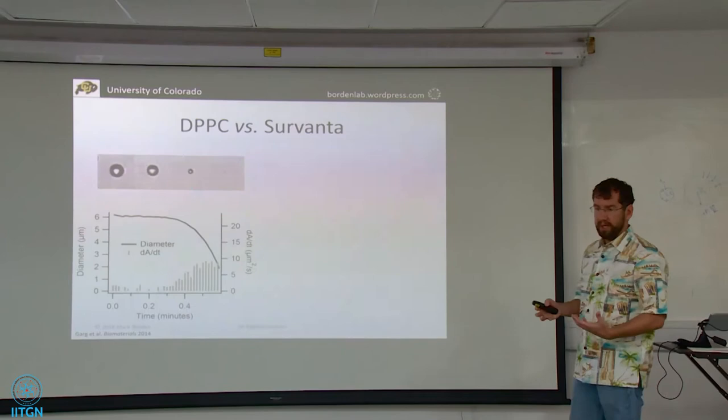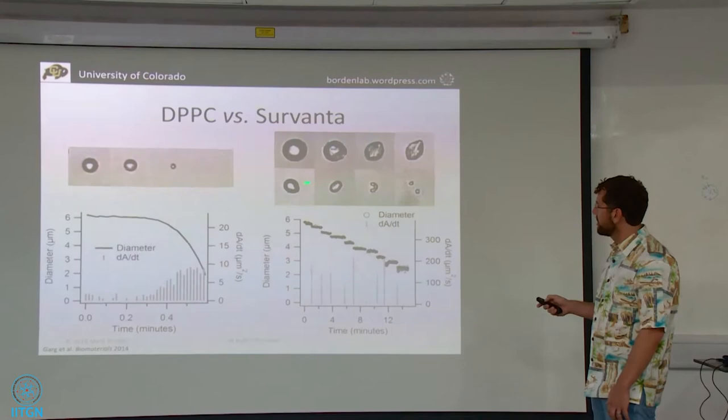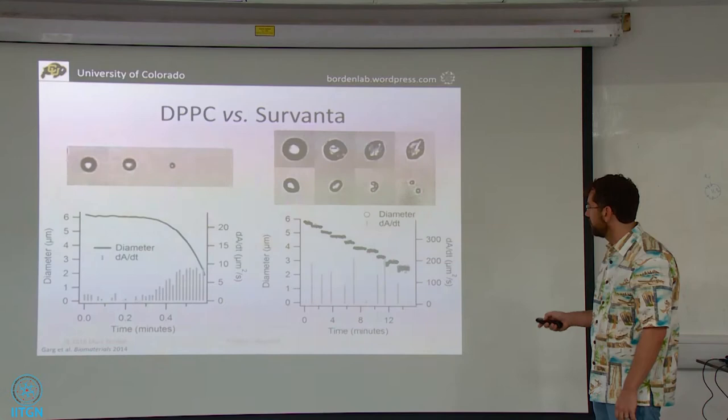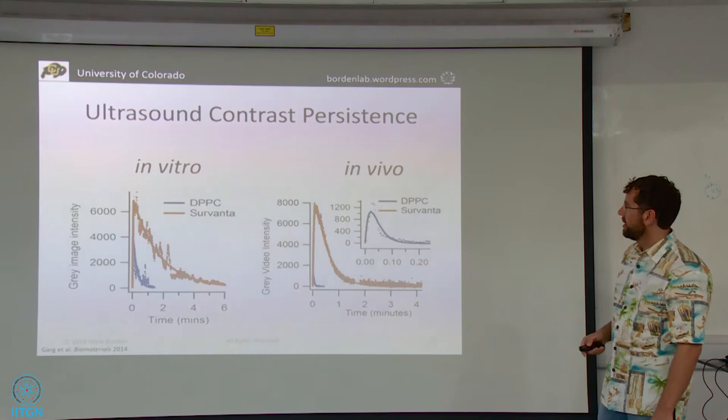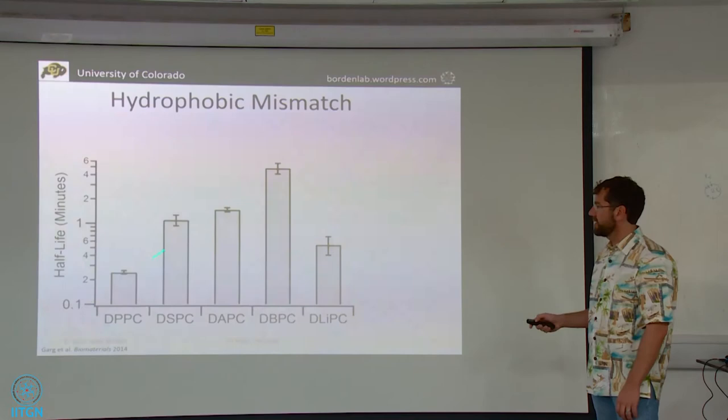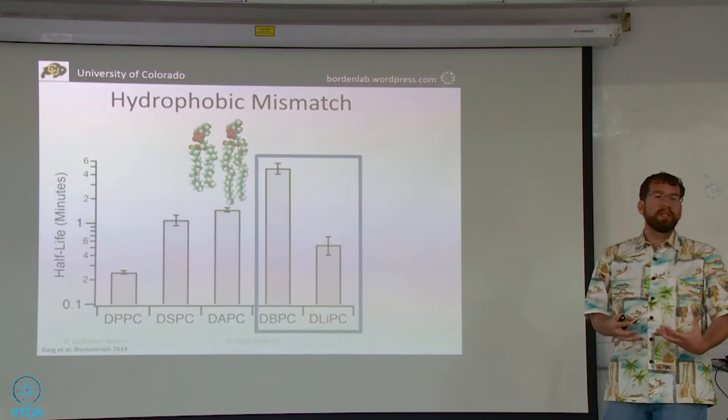And what we saw is that DPPC remains spherical during dissolution. And Survanta crumples and folds, and as it decreases in size, you can see it crumpling and folding. Indeed, we saw a big jump between pure DPPC and Survanta in the circulation persistence. So this wrinkling transition seems to be valid. It works both in vitro and in vivo. So it explains this initial jump between DPPC and DSPC. This is the step increase in the rigidity of the shell.